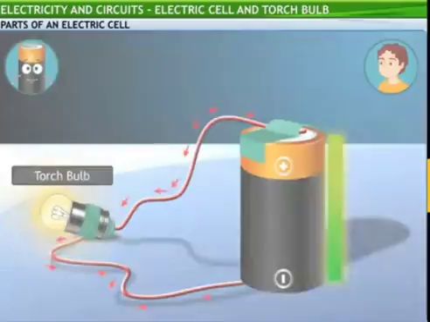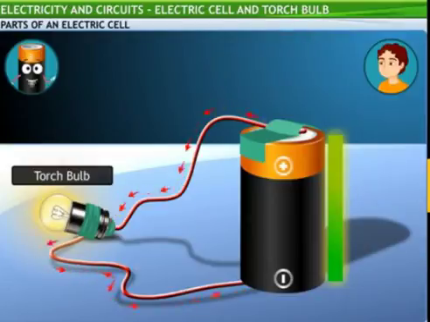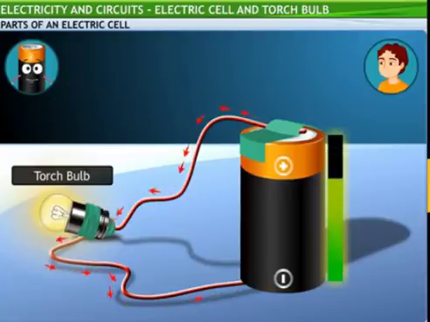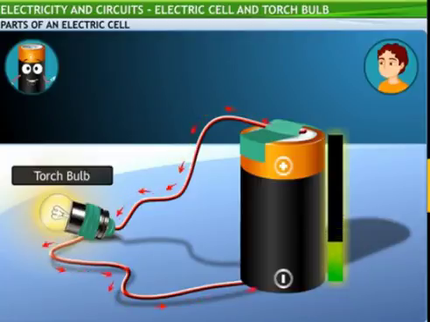Good question. When I'm connected to a device like a torch bulb, as the bulb glows, the strength of the chemical decreases. Finally, when the chemical gets over completely, the connected device stops functioning. So, in our case, if my chemical energy gets over, Flashy won't be able to provide you light anymore.